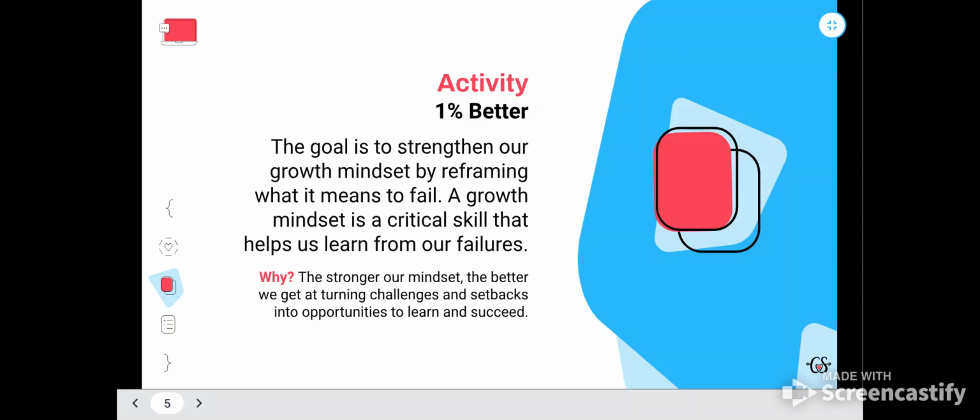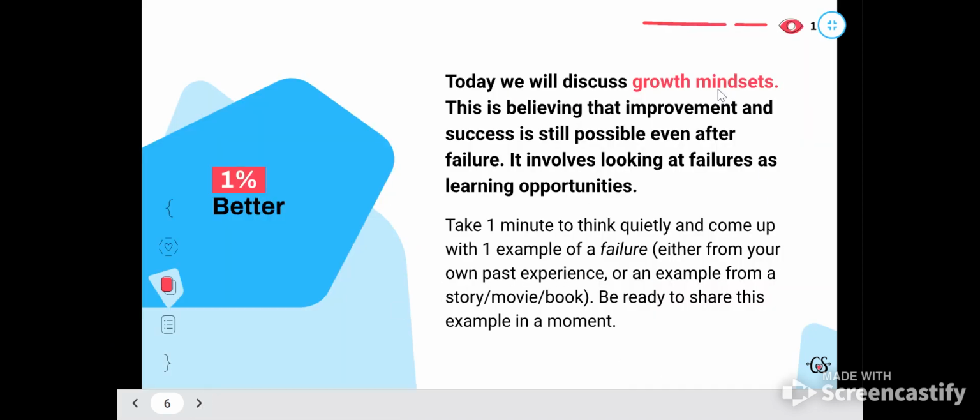In this video, we will go over the 16th lesson for 10th grade Character Strong. As always, we'll start off on the activity. Let the students know that today we'll be talking about what a growth mindset is. So on our first slide, we will give a brief example or definition of what a growth mindset is. Feel free to go into more depth than just that.